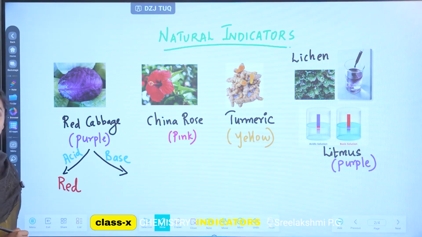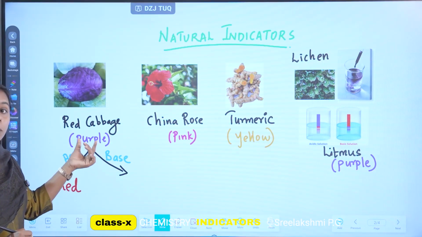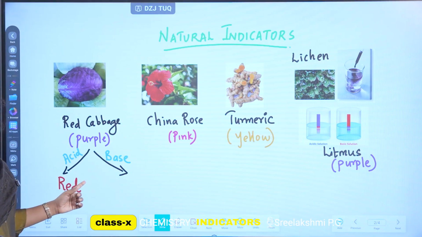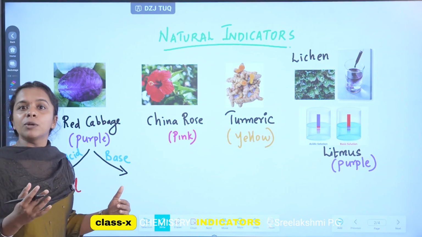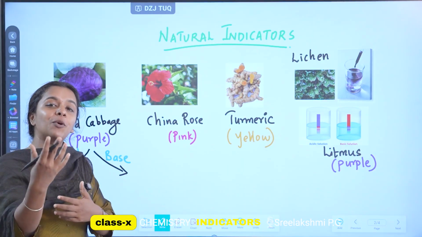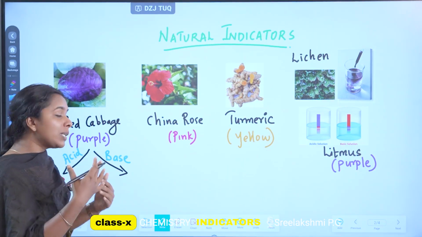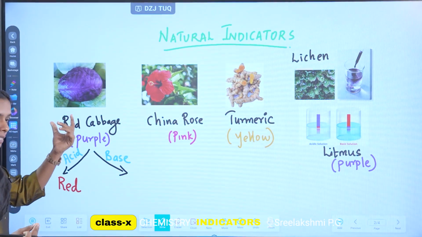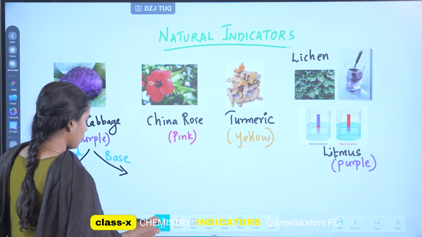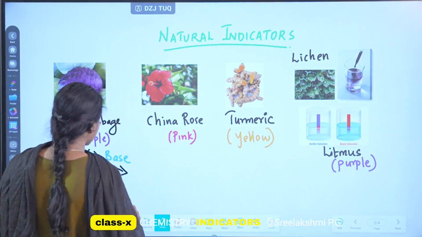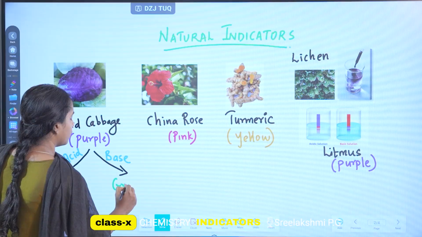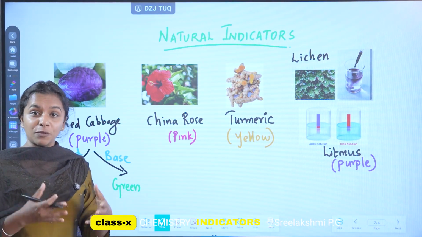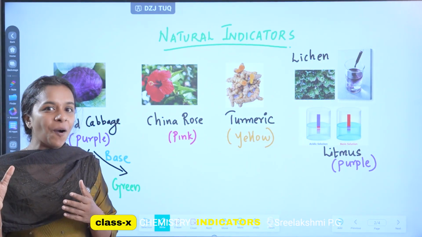Okay, so here we will get a red color. Red cabbage is purple in color. This purple solution will turn into red color in the presence of acid. Imagine I am giving you a solution and you add it to red cabbage. If it gives red color, that means the particular solution is acid. If it is base, then which color will it give? Yes, it will give green color. From there we can understand whether the given solution is an acid or base.